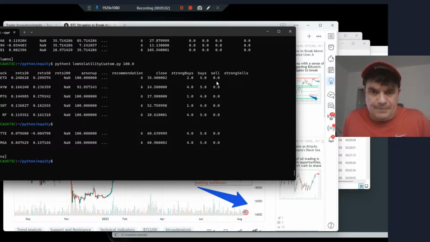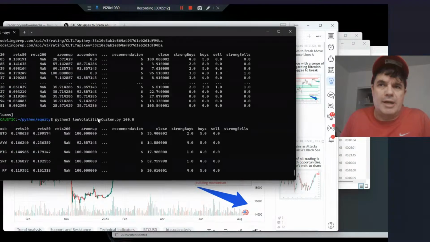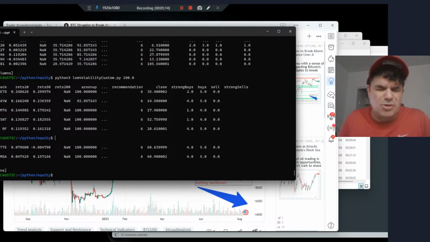So in there you got ETD, Ethan Allen, Hayward. Most of these you probably never heard of. MTG, ESNT, RF. So these have looked pretty good just from that. Also, this is where Python excels. This can be done very quickly when it comes to prototyping. I think Python's the number one language to do that.